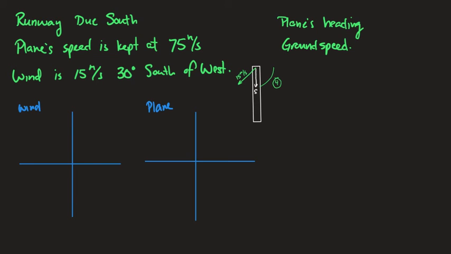Quick sweep of the room. Gonna have the wind down here someplace. 30 degrees there. This is 15. So something like that. And adjacent and opposite. So opposite equals 15 sine 30, and adjacent equals 15 cosine 30.